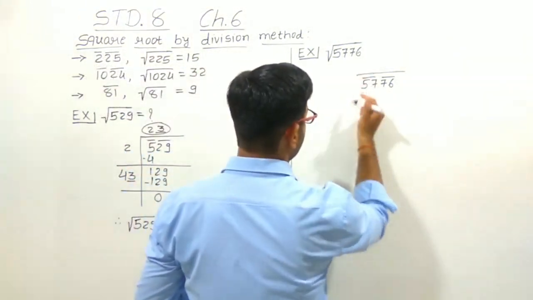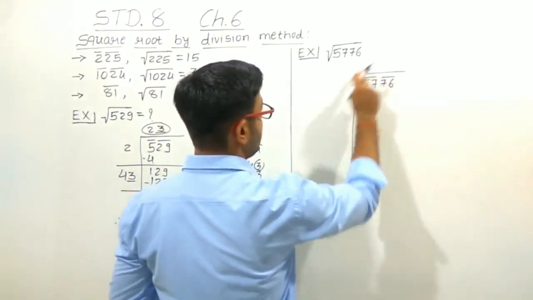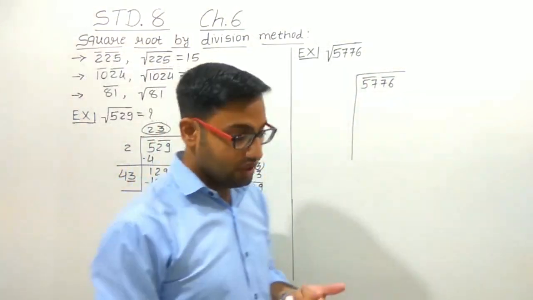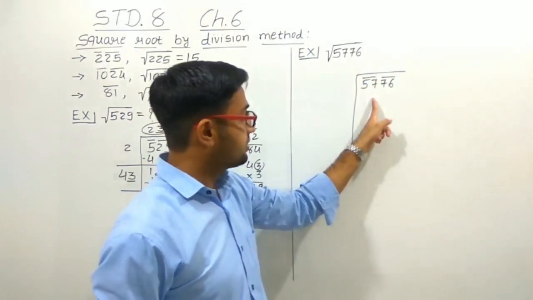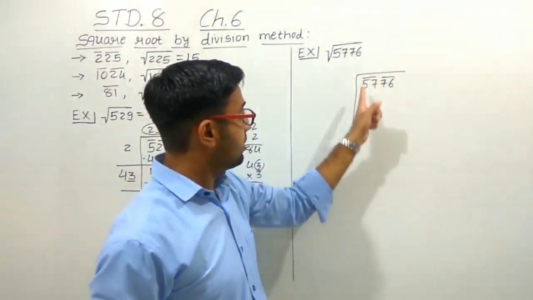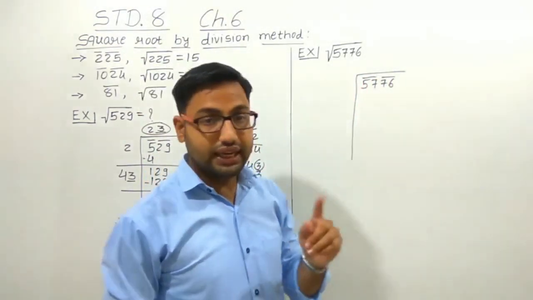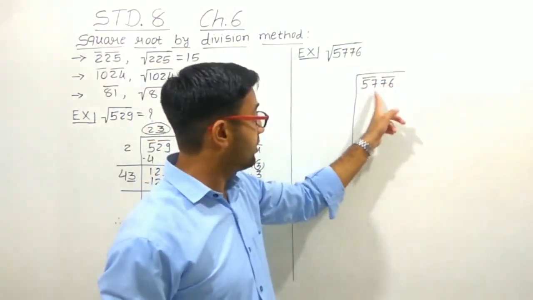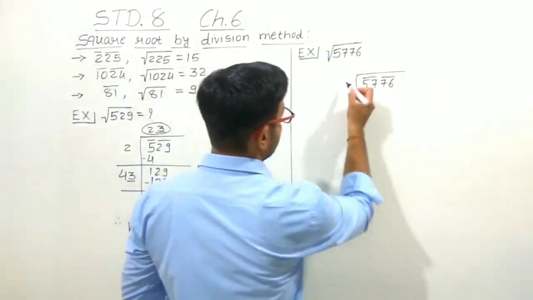Okay, now let us think about the first quotient, the first number that we have to put here. Now 57. The square of 6 is 36. 6 6s are 36. Okay, this number is smaller. 7 7s are 49. Again 49 is less than 57. 8 8s are 64. See, this number is now greater than 57. So we have to take 7 here.